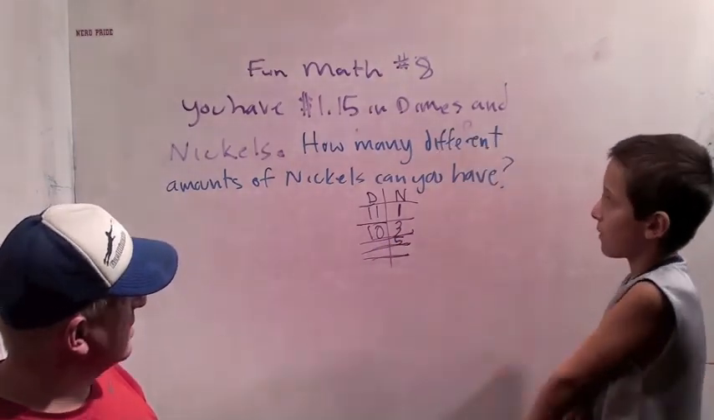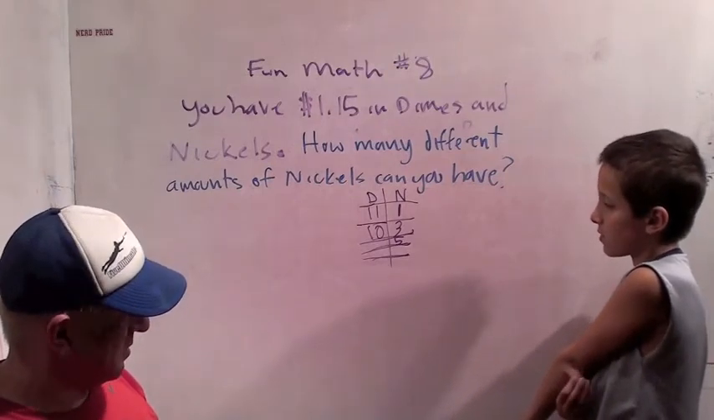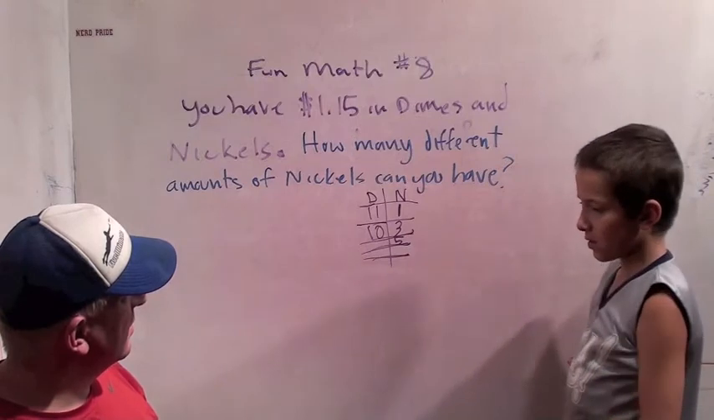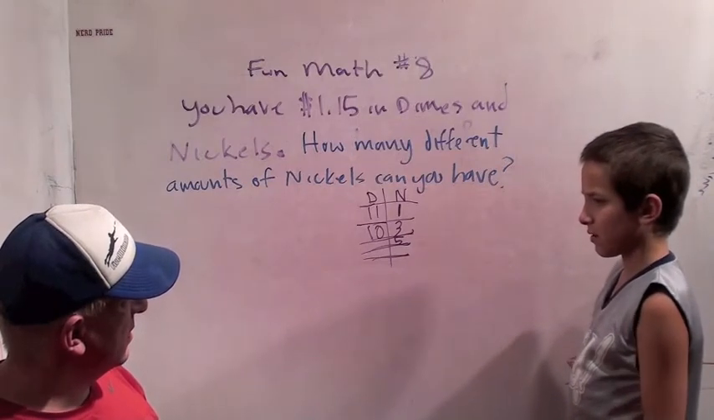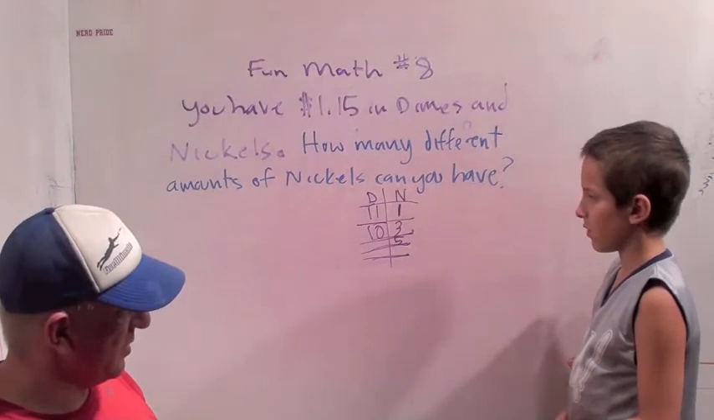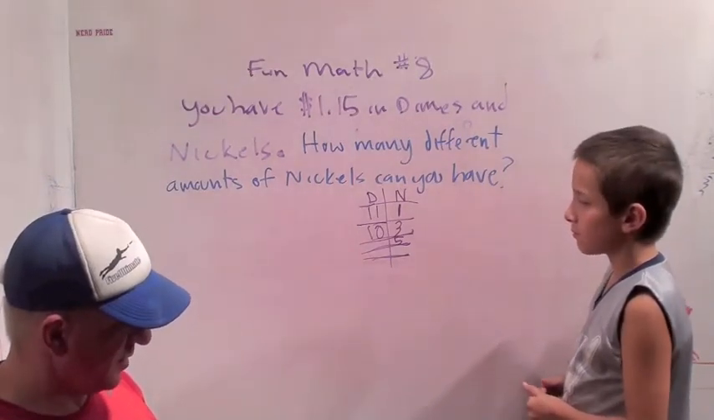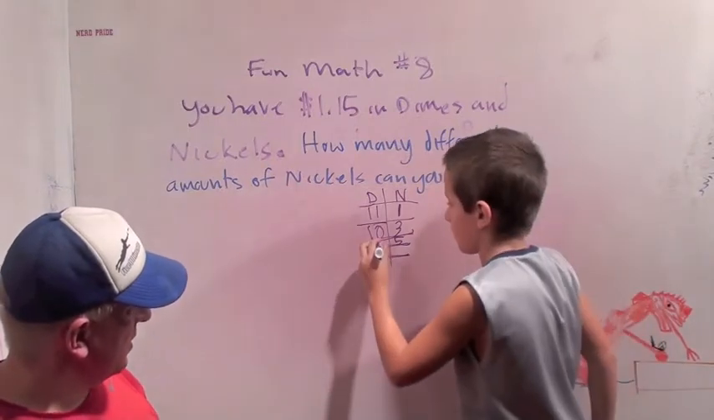Let's see. 5 nickels is 25 cents, so $1.90 remains, so 9 dimes. Yeah, 9 dimes. Why don't you write that? All right, let's stop here then.